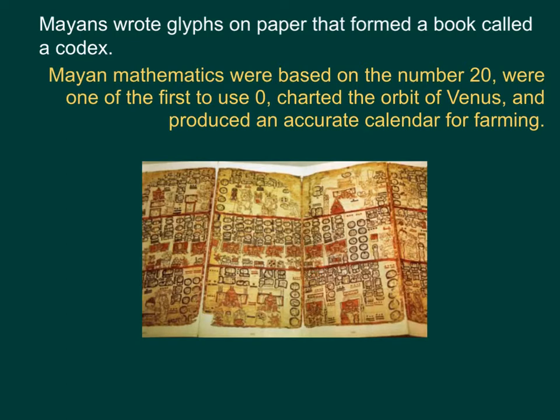Mayan mathematics were based on the number 20. Now, today, our number system is based on tens. The Mayan mathematics were based on 20s, and the Maya were one of the first to use zero. They also charted the orbit of Venus. So they were astronomers, and they produced an accurate calendar for farming.